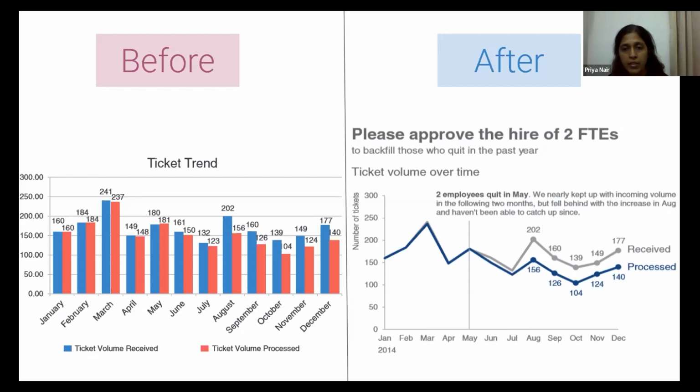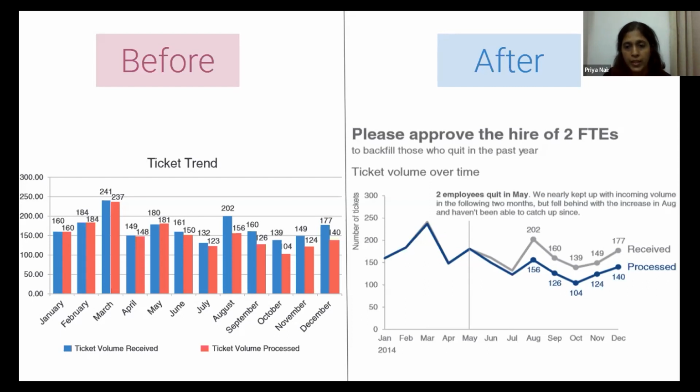And then there is a vertical line in the month of May where it mentions the 2 employees, and there's a note also written over there where it says in the graph that 2 employees quit in May. We nearly kept up with incoming volume in the following 2 months, but fell behind with the increase in August and haven't been able to catch up since. So the reason has been pretty well stated over there as well.